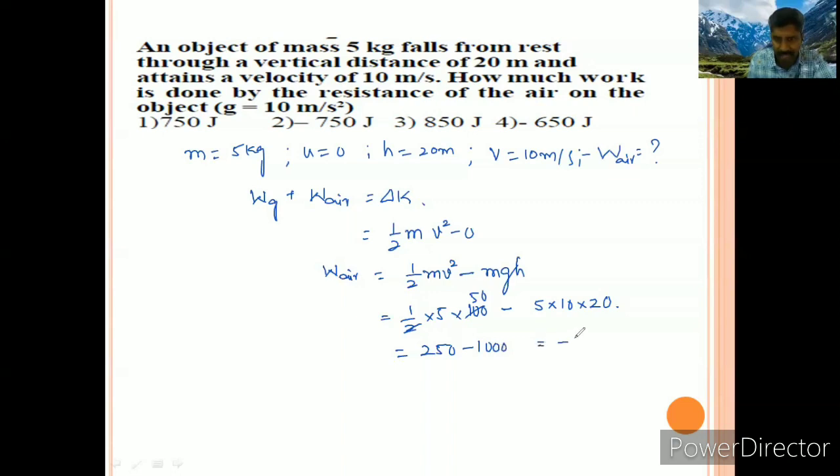So how much do we get? Minus 750 joules we will get. So which option? The second option is correct. Next problem.